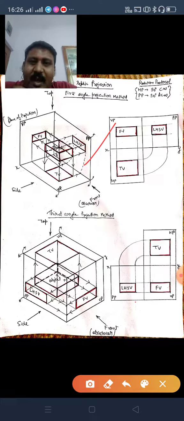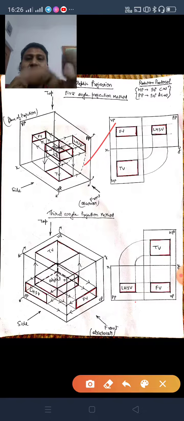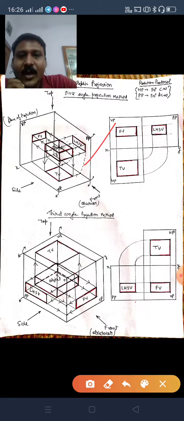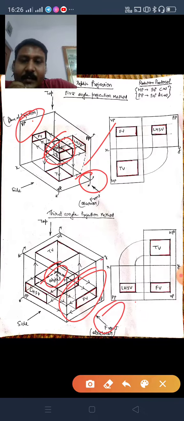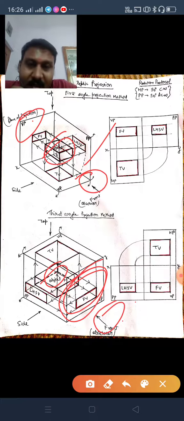One more difference is, in first angle, the object is kept between the observer and the plane of projection. This is the object, this is the observer and this is the plane of projection, so the object is kept in between the observer and plane of projection. Here in third angle, this is the object, this is the plane of projection, this is the observer, meaning the plane of projection is kept in between the observer and the object. This is one more difference.